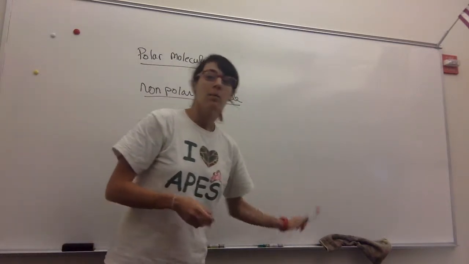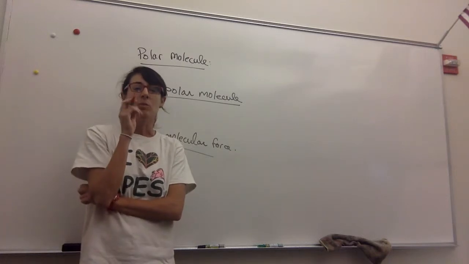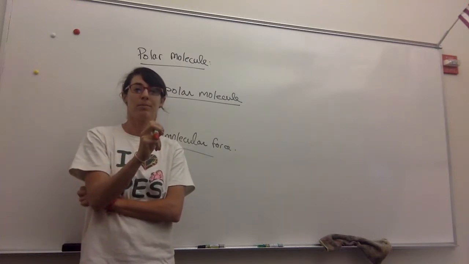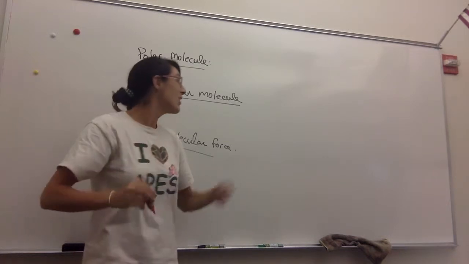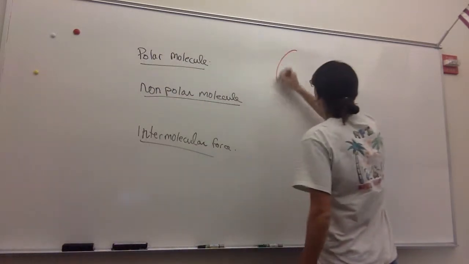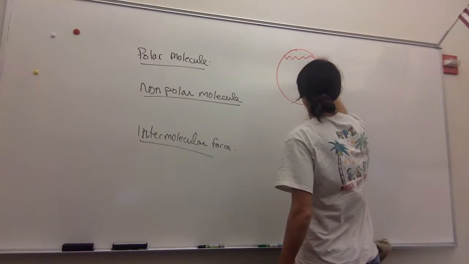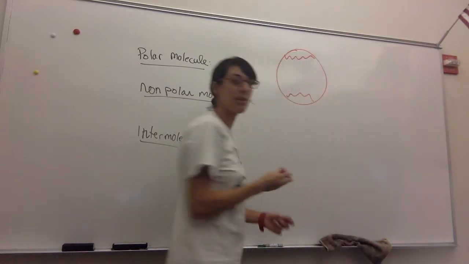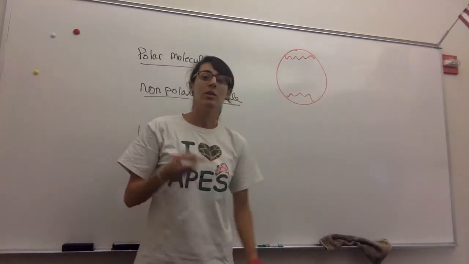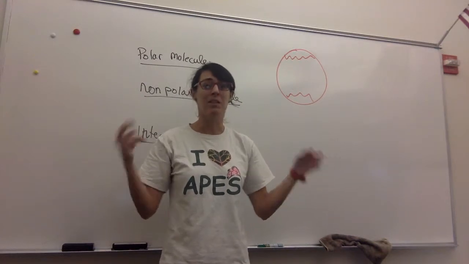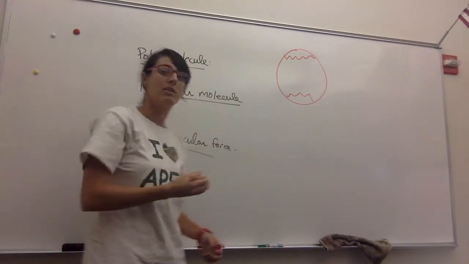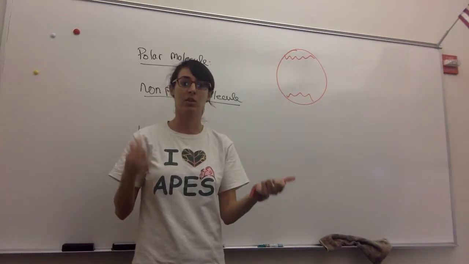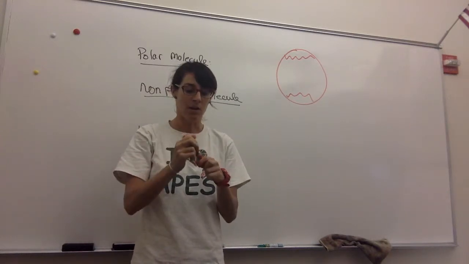So, polar molecule. Let's think for a second. What do we think of when we hear the word polar? Anyone? All right. So yeah, me too. I think of the Earth, and it has its two poles. So here's our Earth, North Pole, South Pole. So polar actually means two sides. So a polar molecule has two sides, one with a positive charge and one with a negative charge.